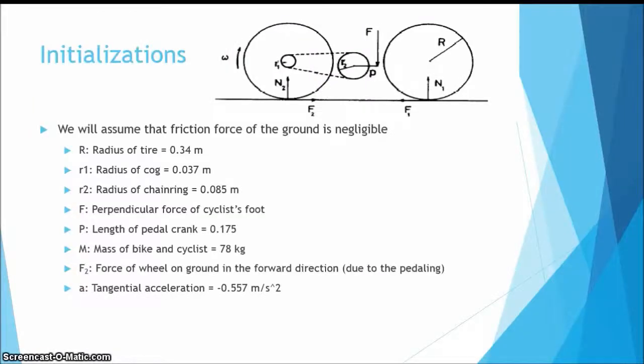So first of all, we need to consider a few initializations in this lab. First, that the friction force of the ground is negligible. And also I'll explain a couple of these. The cog is the gear in the rear wheel. The chainring is the large gear next to the cyclist's feet. The force, the F, that is actually what we're trying to find. P is the length of the pedal crank arm. And then also F2 is the force on the ground by the wheel, and then also the tangential acceleration, which is what we were finding in the Python program.